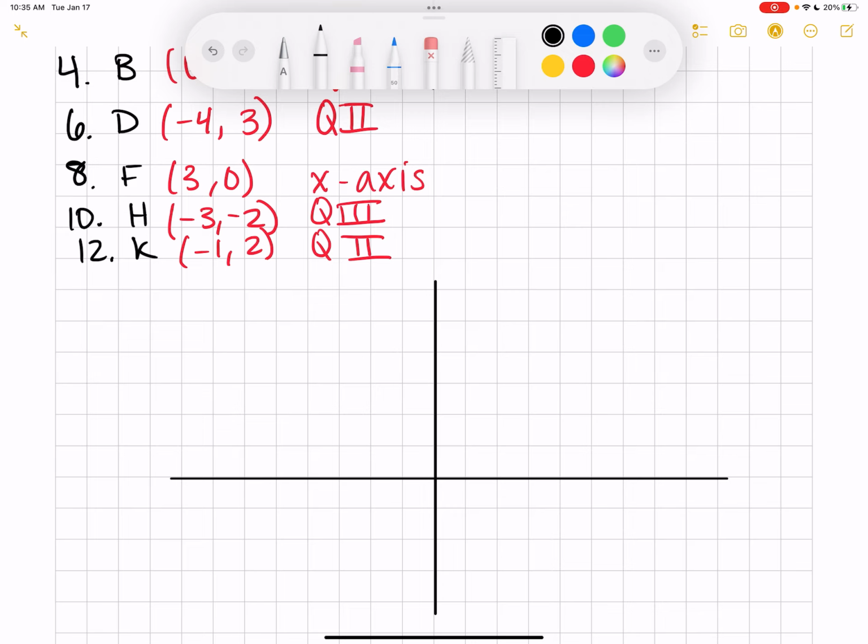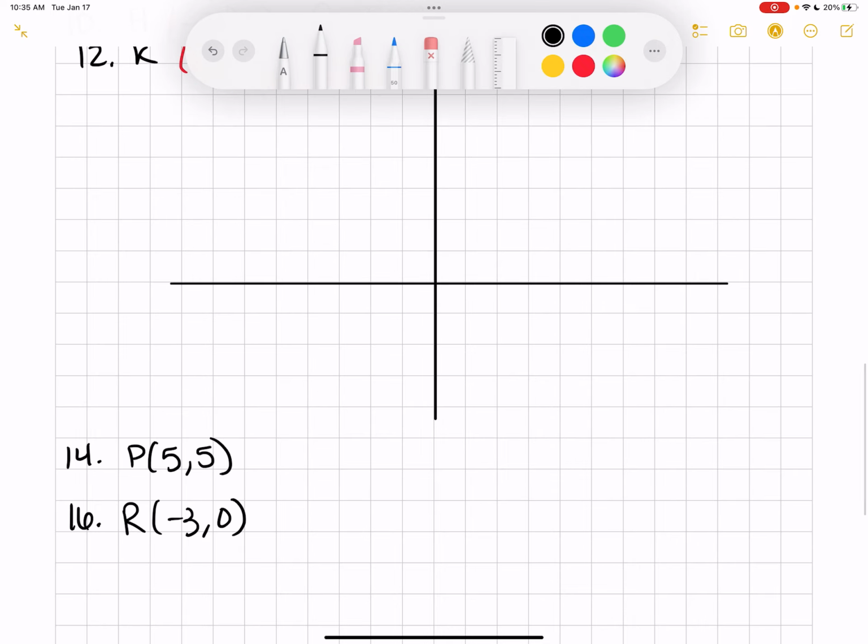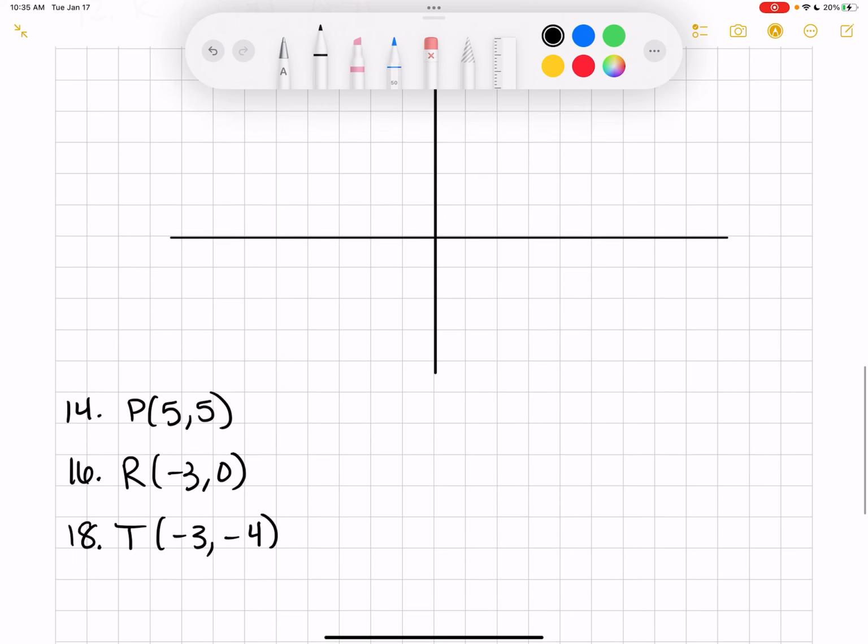All right, so I'm going to do the even ones. I'm going to list off the even ones over here and what the points are, and then we'll plot them on the graph. So 14 is the point 5, 5. 16 is R, and it's -3, 0. 18 is T, and it's -3, -4. And then 20 is V, and it's 1.5 and 4.